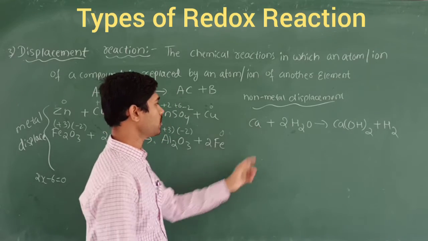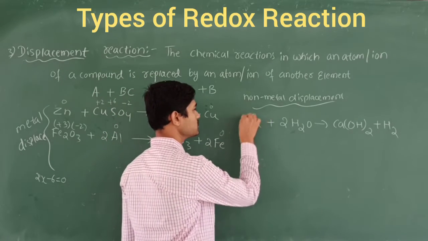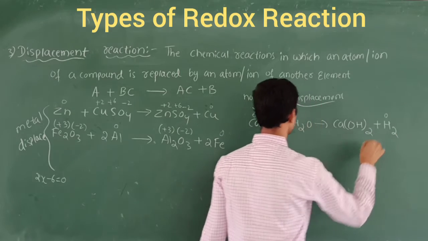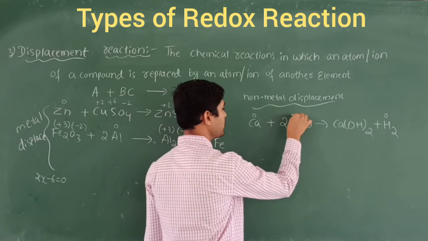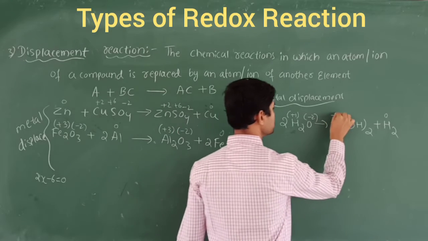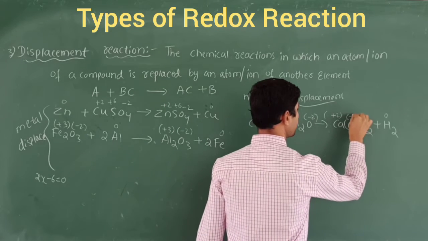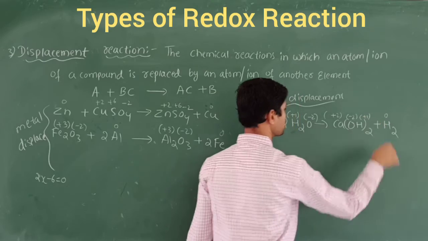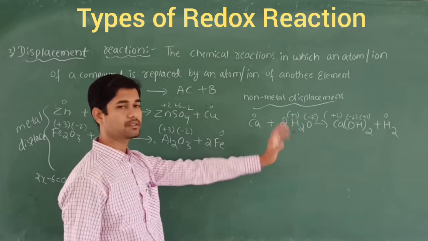So here the calcium oxidation number should be 0, and hydrogen 0. What about this water molecule? This will be +1, this is -2. Similarly here this is +2, this is -2, hydrogen will be +1. So these are examples of the non-metal displacement reaction.